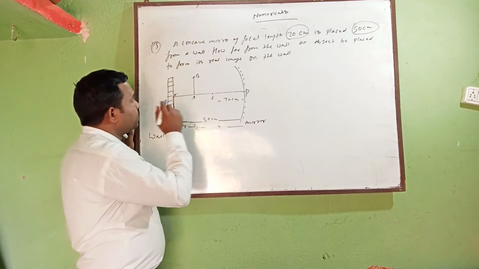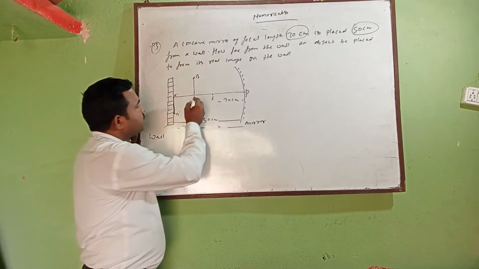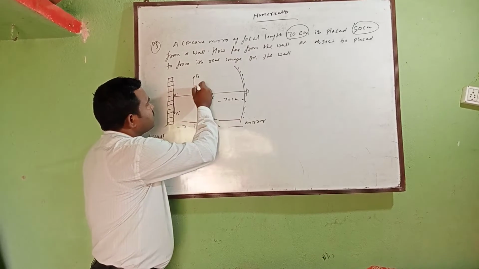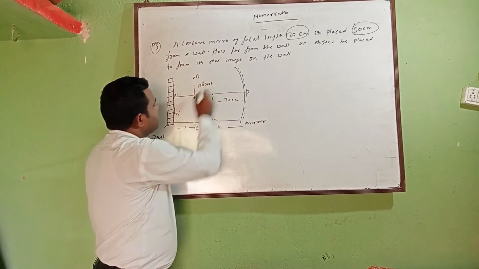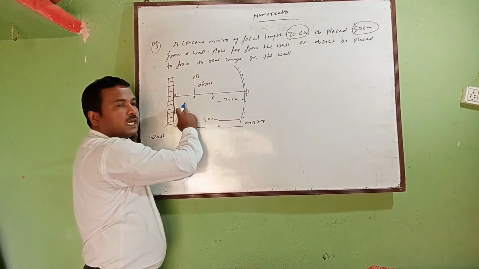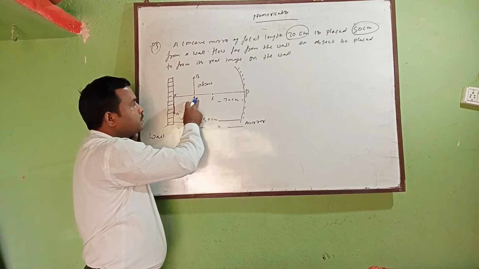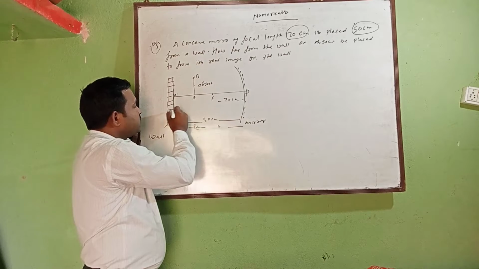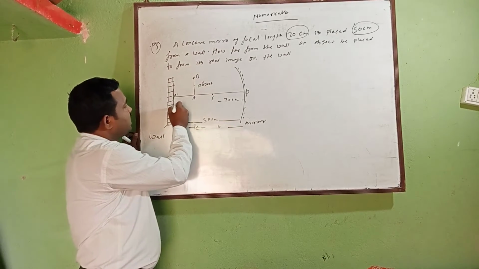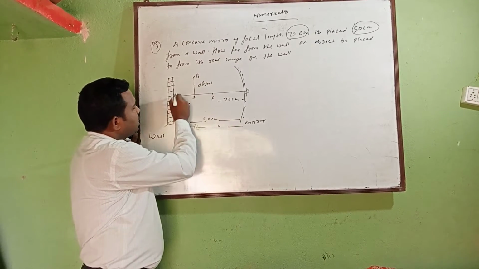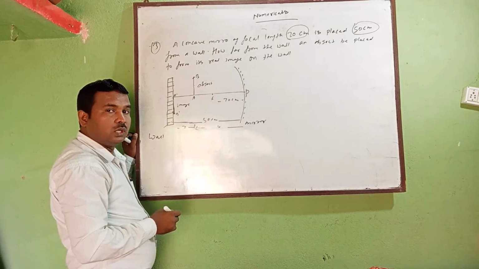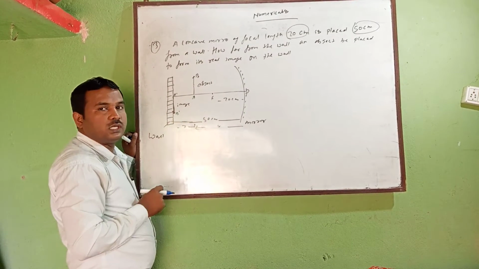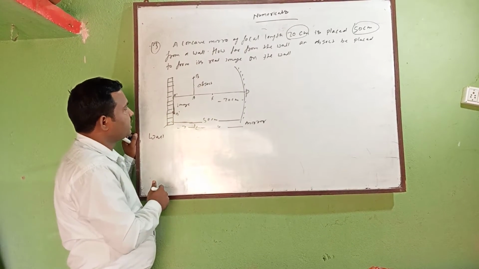So suppose AB is the object, which is placed on the principal axis, and its image forms here, A dash B dash, that is the image, which forms on the wall. We have to calculate the distance, but what is mentioned here?